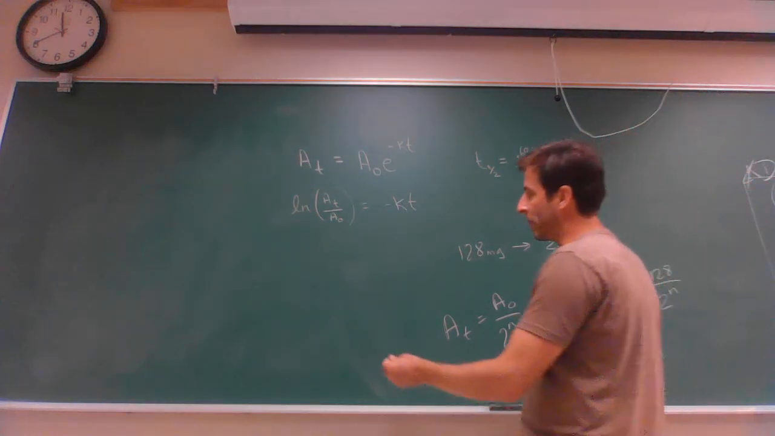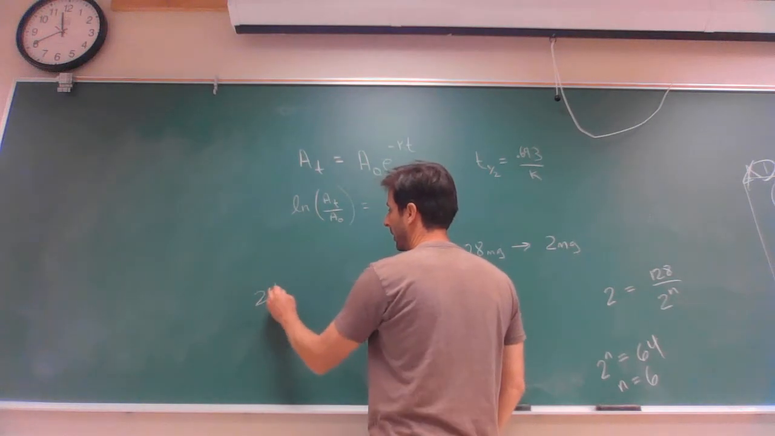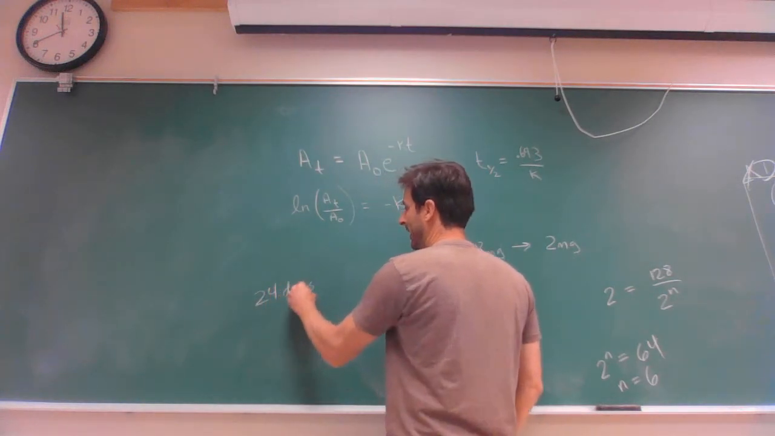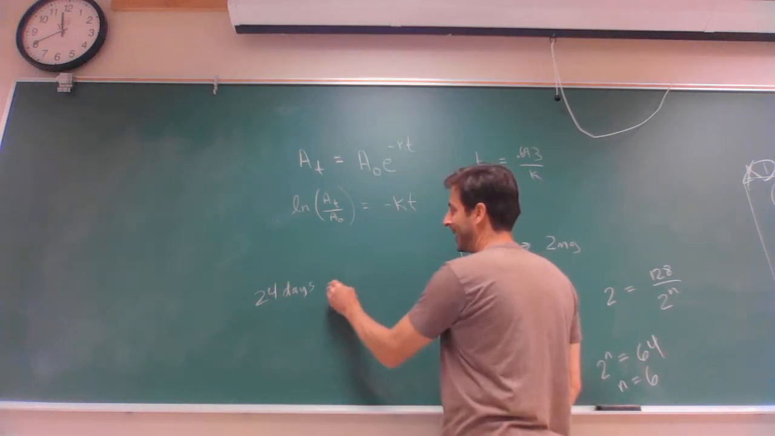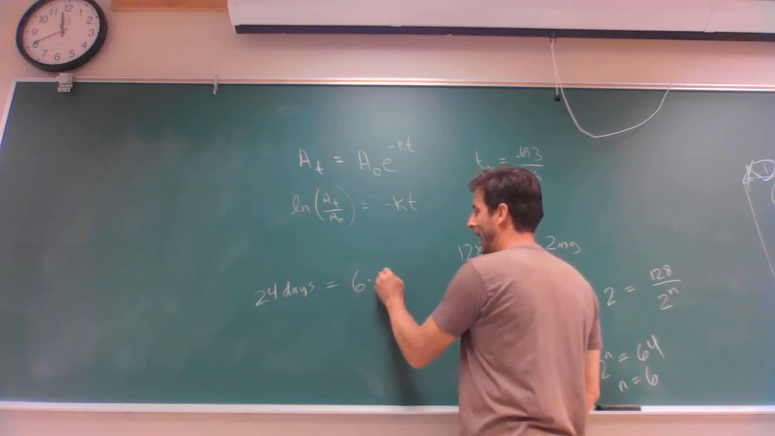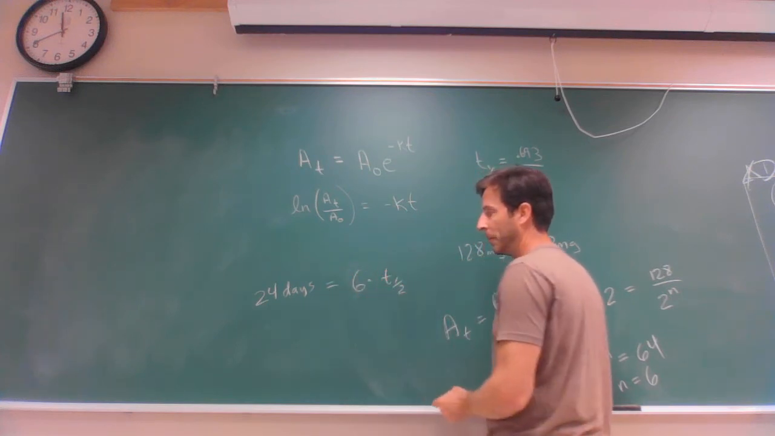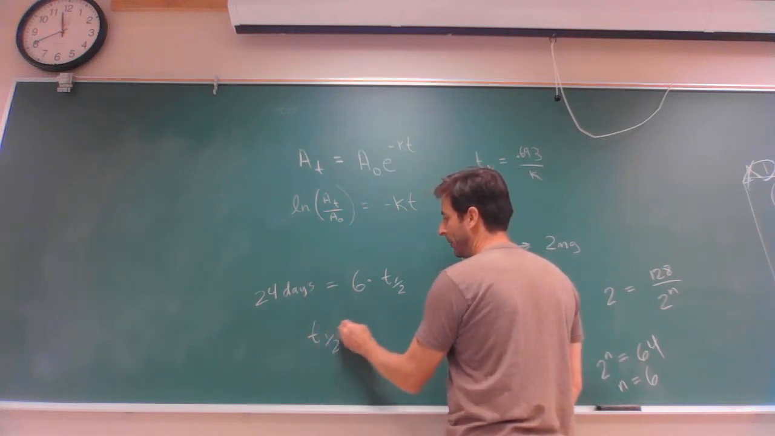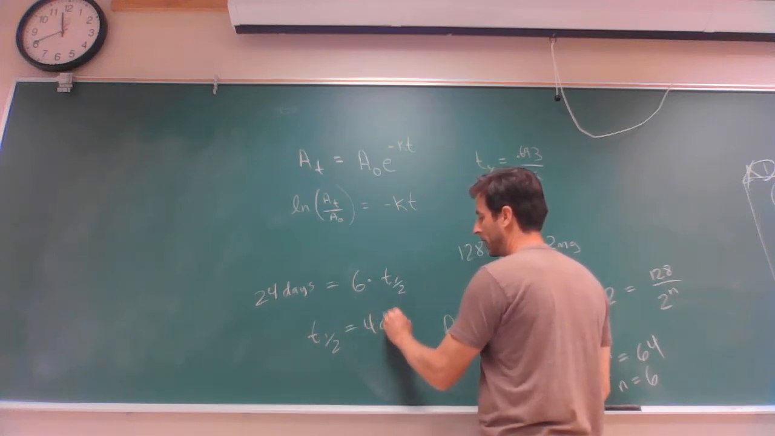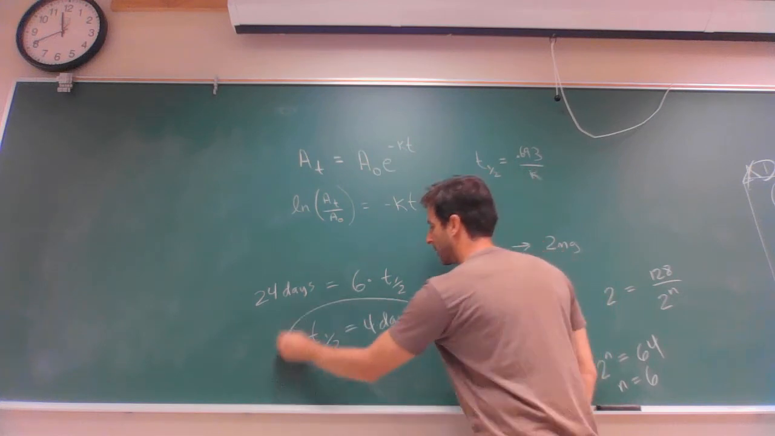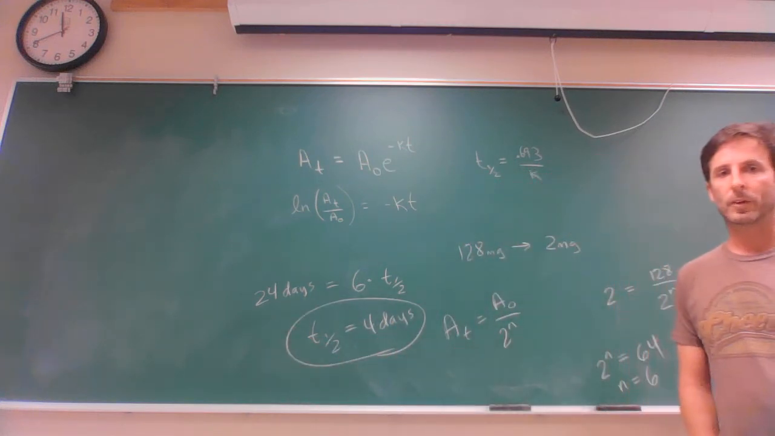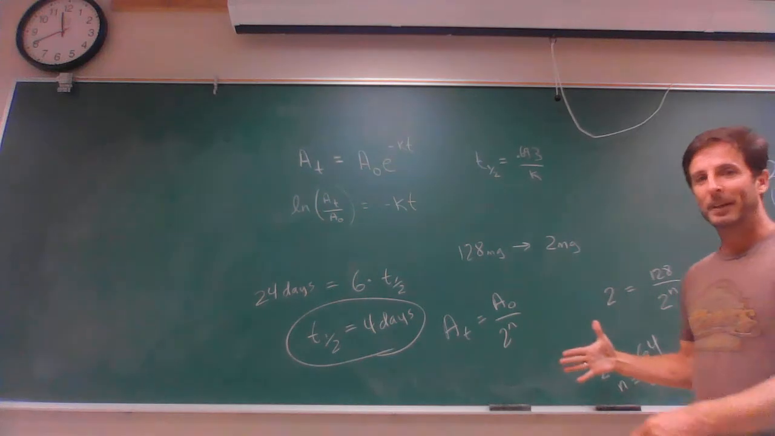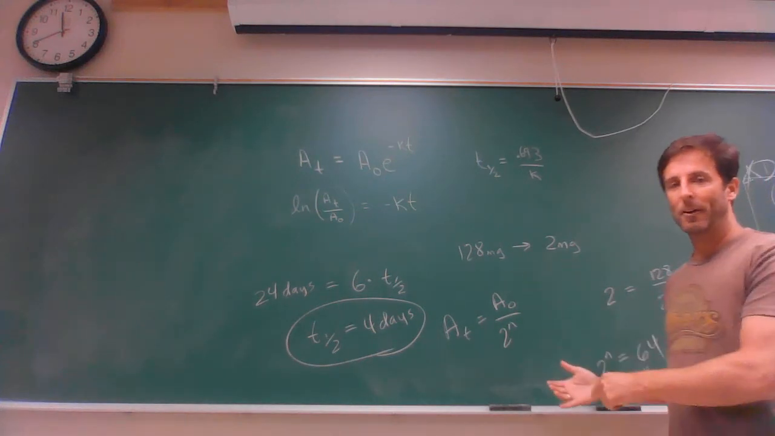Well, they told me 24 days is the total amount of time. That's 6 times the half-life. So if I divide the 6 over, the half-life is 4 days. Okay? Again, that's me kind of using logic and figuring my way around it.